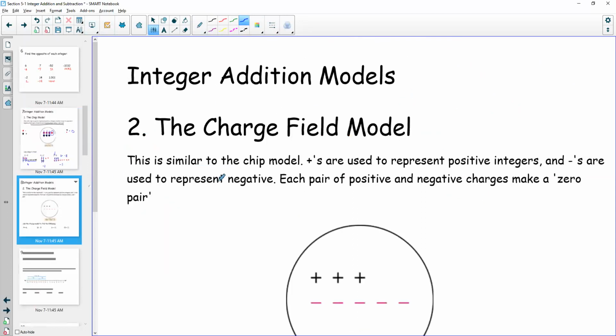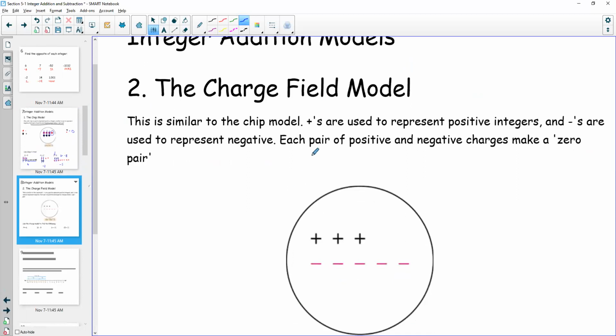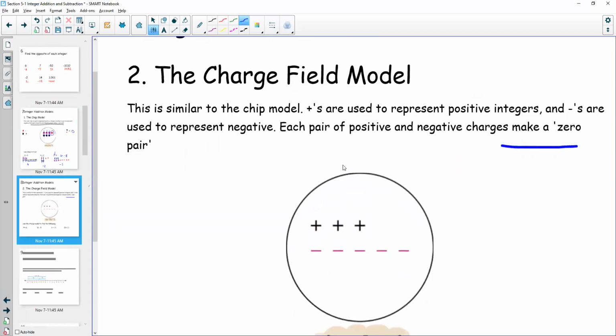The second model is the charge field. So what happens is you give kids chips and you let them play. And then you have them write down their problems and their answers. That's fine. The charge field is sort of like one step more abstract for kids. So it's the same idea, except instead of moving around chips with my fingers, I'm going to draw pluses and minuses. Okay? Same sets of 0 pairs work. Same idea happens. It's just that we're not going to move stuff around anymore. We're just going to draw pictures, okay?